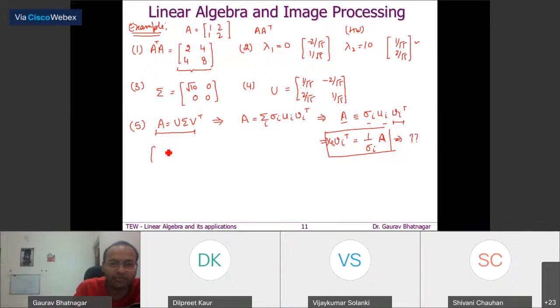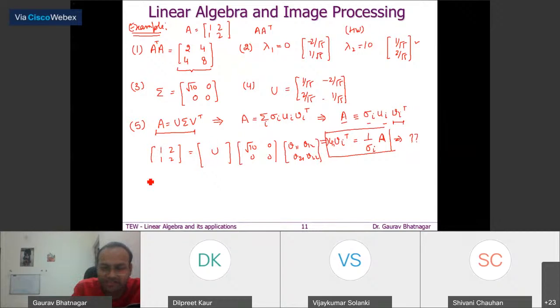A is given to you, A is [1, 2; 1, 2], and U you have already identified, which is going to be this particular matrix. You can write it down over here. Sigma is [10, 0; 0, 0], and then V is, let's say, V11, V12, V21, V22. So now just construct a system of equations and try to find out the values of V11, V12, V21 and V22 to get the final solution. It is up to you which way to go.